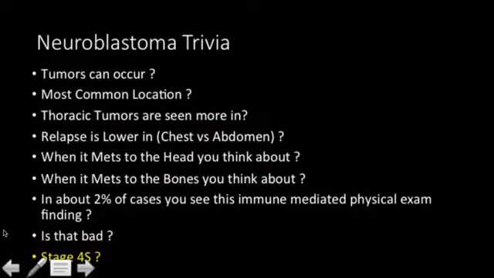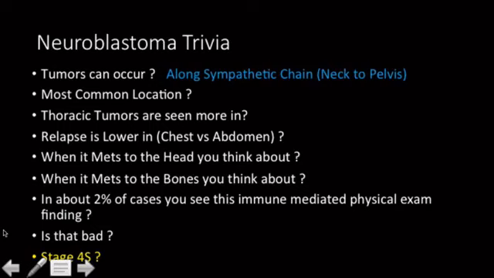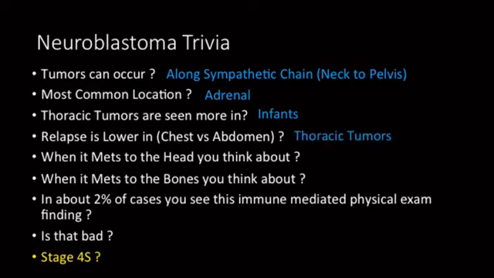Neuroblastomas can occur anywhere along the sympathetic chain, which is basically from the neck all the way down to the pelvis. The most common location is the adrenal. That's where you usually see it. What about thoracic tumors? Who are they seen more commonly in? That's actually more common in infants as opposed to slightly older kids, and they tend to have a better prognosis. They relapse less relative to abdominal stuff.